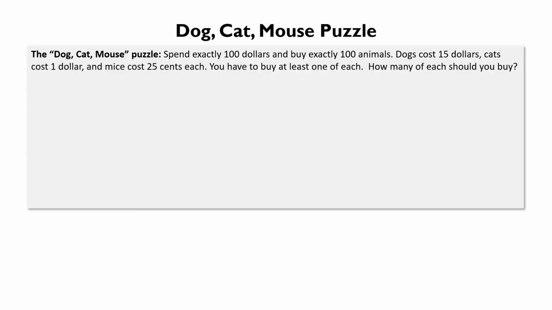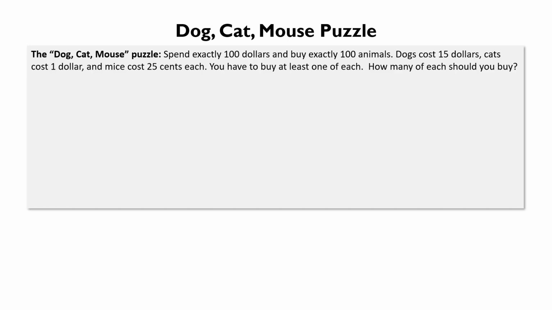So then what about this one? That's also maybe something you have come across, some puzzle about dogs, cats, and mice. So you can spend exactly $100 and you have to buy exactly 100 animals. Dogs will cost you $15 each, cats will cost $1, and mice will cost 25 cents. So if you have to spend $100 and buy 100 animals, what would be the most simple solution here? You can't buy 100 dogs, right? Because that's too much money. You could buy 100 cats, right? That's each cat $1, that would fit.